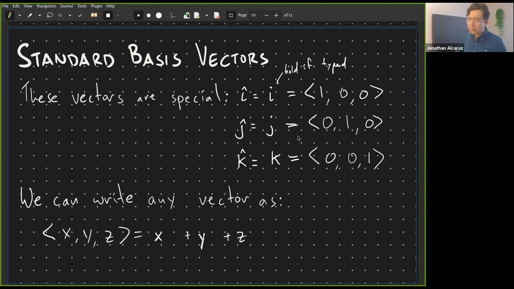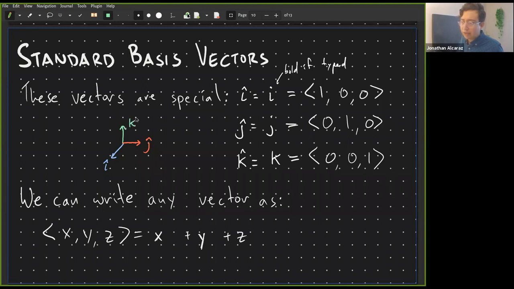Okay. Now, what's so special about these? Well, if we were to draw these in space, what would they look like? I'm going to use colors here. Basically, they represent the three axes. So you have x, so this is your i, and then you have y, which is represented by j, and k, which is representing z.